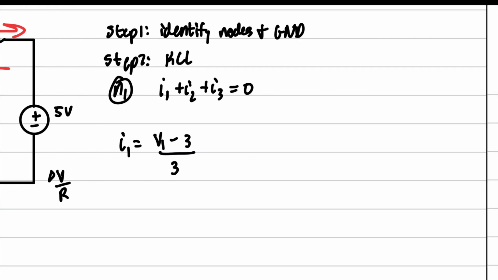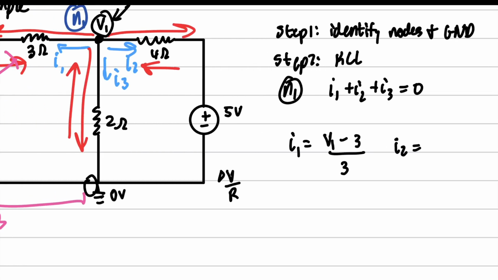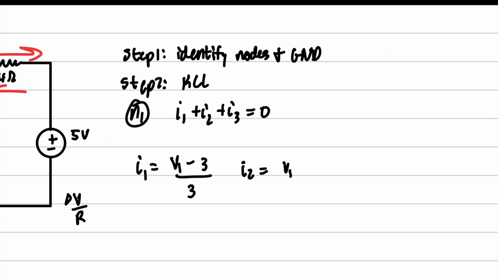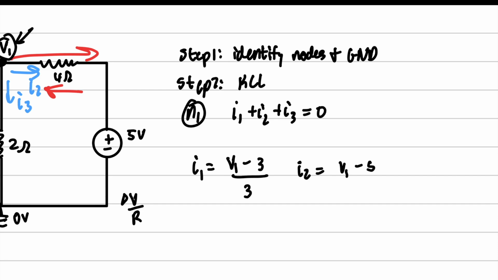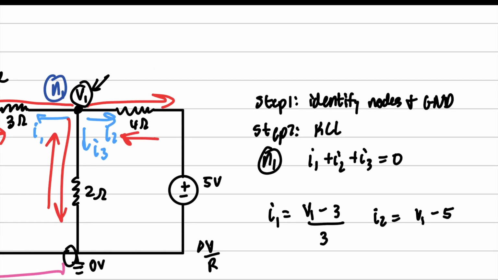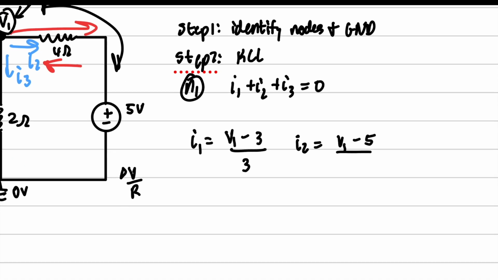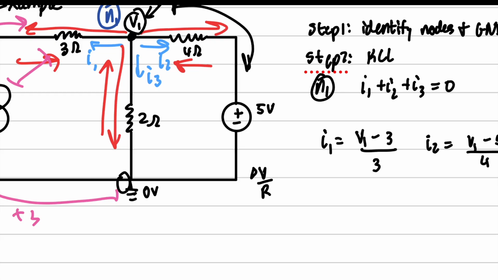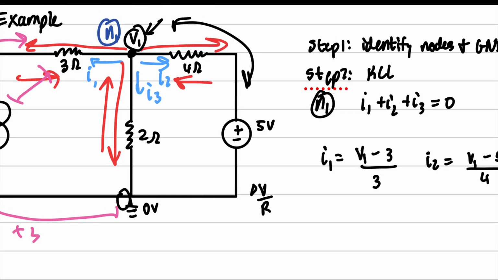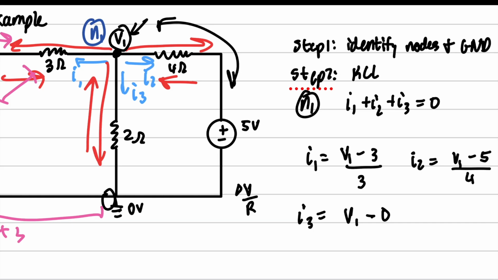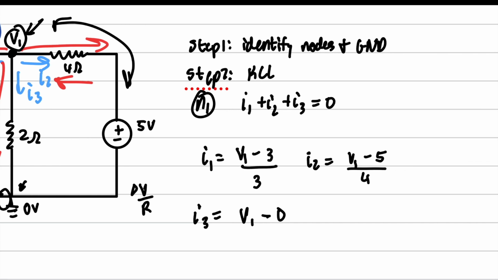Now let's do I2, same thing. We're going to go from V1 to 5, find the voltage difference between these guys right here, and then divide that by the resistance. Now here we're going to do the exact same thing. We've got I3, V1 minus 0 this time because we're directly connected to ground. Okay, I'm going to divide that by 2.